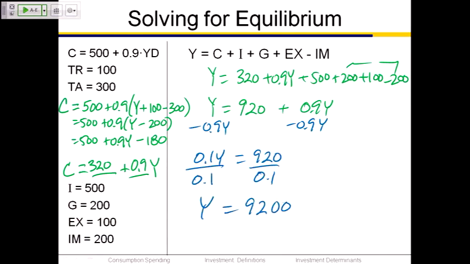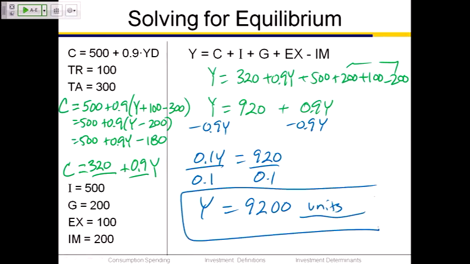Income equals 9,200. There's no units given. If it was a problem on a midterm, there'd be units that were given. Make sure you write down the units. That's an extra point. 9,200, whatever the units are. What would that be? That'd likely be like $1 billion per year.